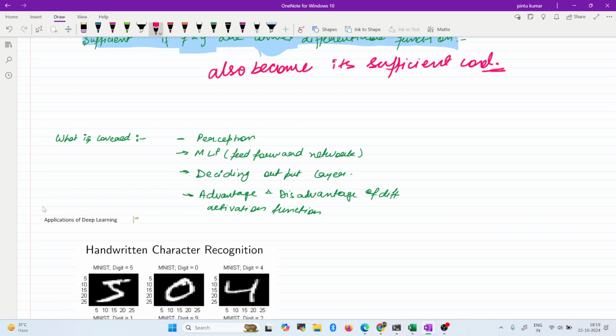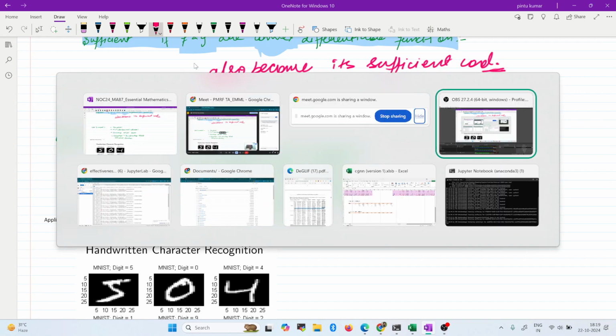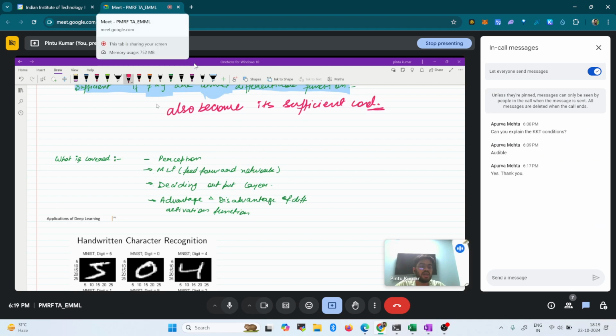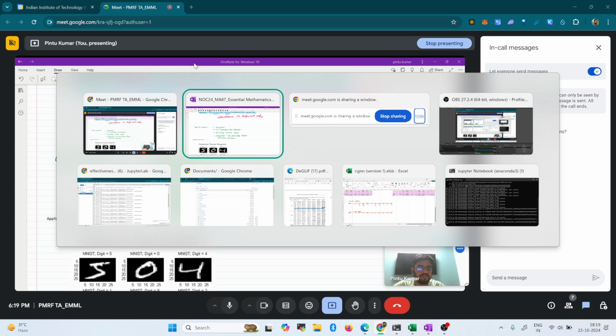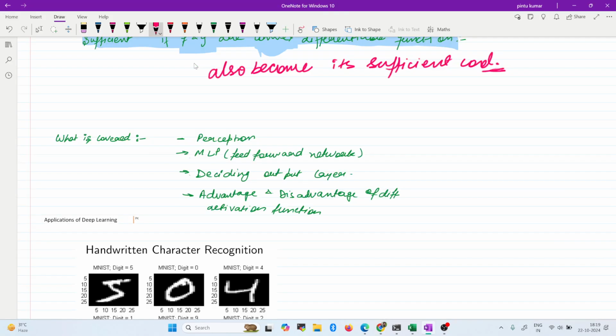So you might have heard of this. Again, just to repeat, if you have a doubt, please unmute yourself and you can ask, or you can type it in the chat box. That is also fine. In the meanwhile, I'll try to give some insights about this area called deep learning.